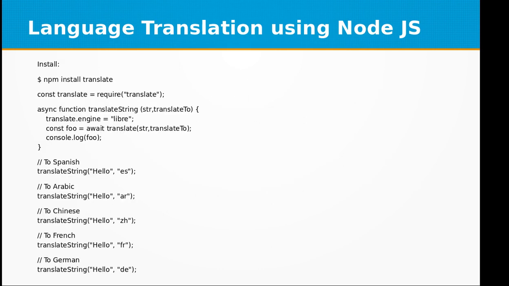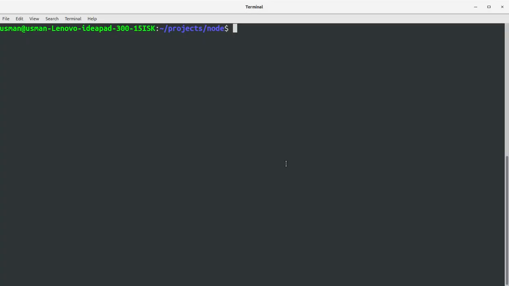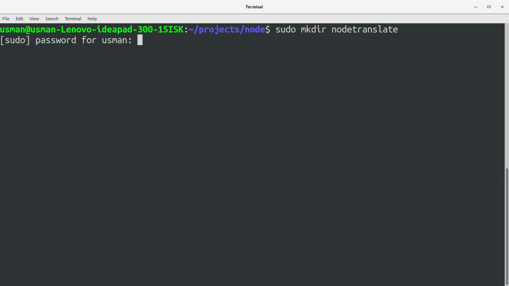So first of all, we need to install this module. Let's go into our terminal and create a folder called node translate. Don't name it translate, because the name of the npm module is also translate, so it will conflict with your folder name. Keep it something else. So I'm using node translate for this.